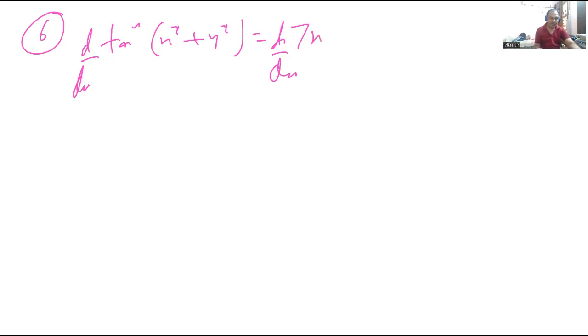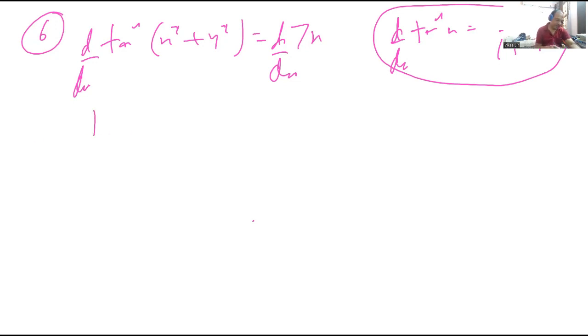Okay. Now, if you differentiate it, the first thing you must know is that d by dx of tan inverse x is equal to 1 over 1 plus x squared. Okay, you must know about this. Now, here you first have to apply the chain rule, and you will be having 1 over 1 plus, and the whole part is x, which is (x squared plus y squared) whole power 2.